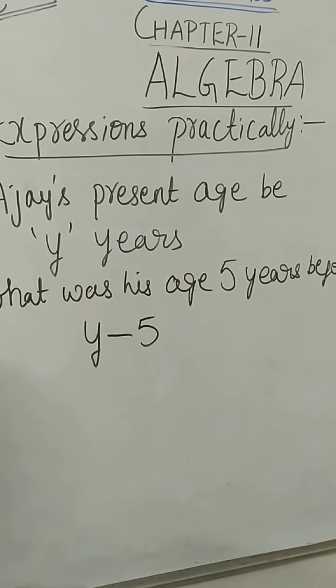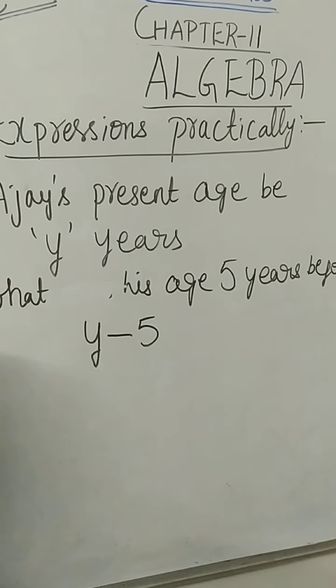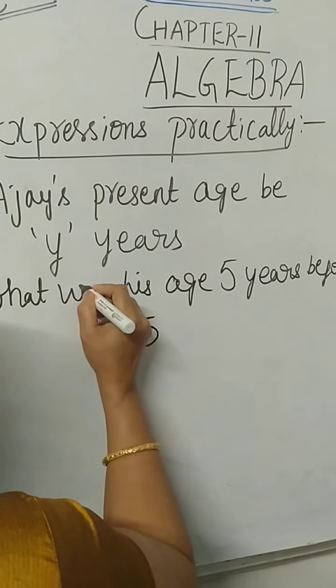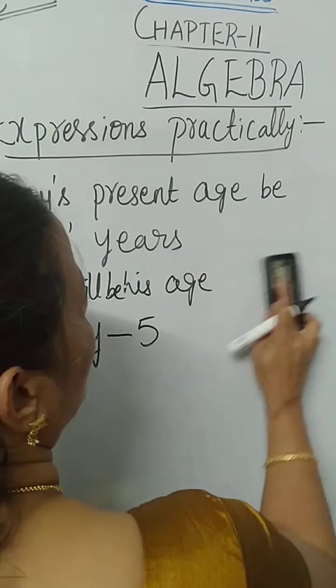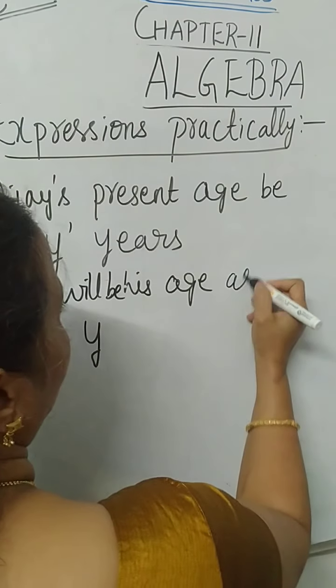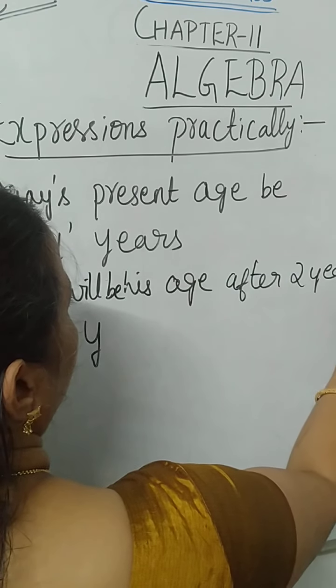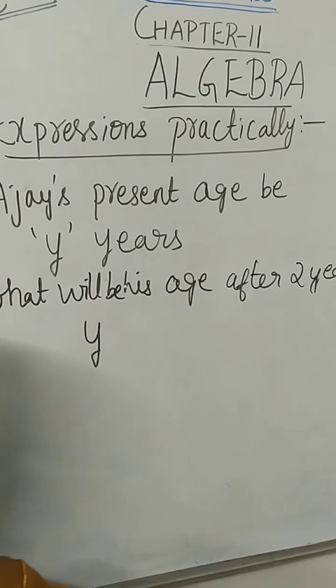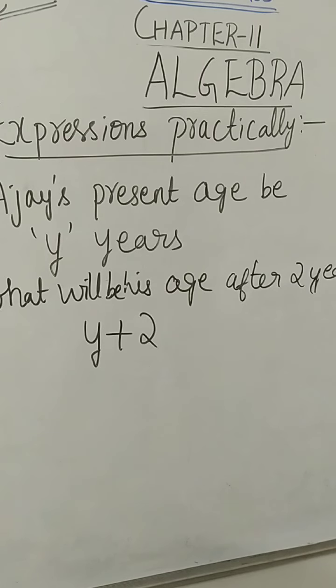I'll give you another example. What will be his age after 2 years? Now he is Y years. After 2 years, it will become another plus 2. So it is Y plus 2. What will be his age after 2 years? It will be Y plus 2.